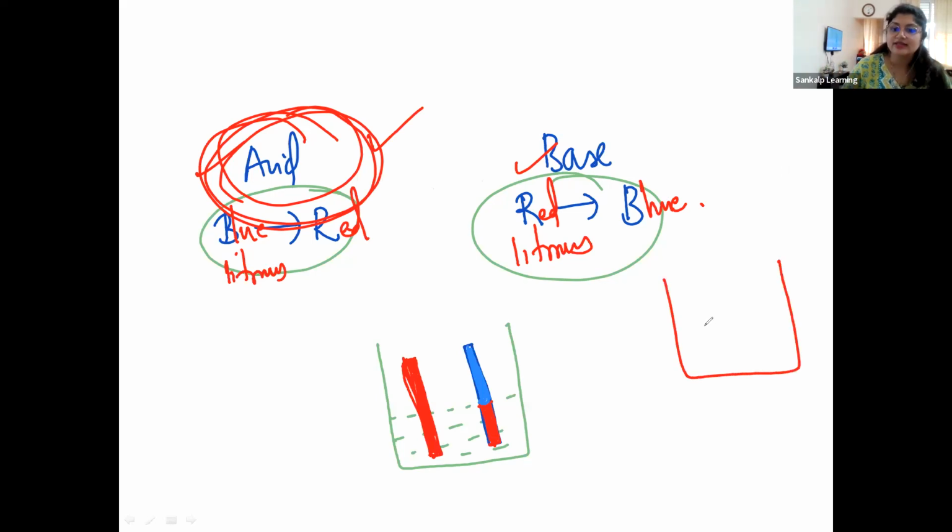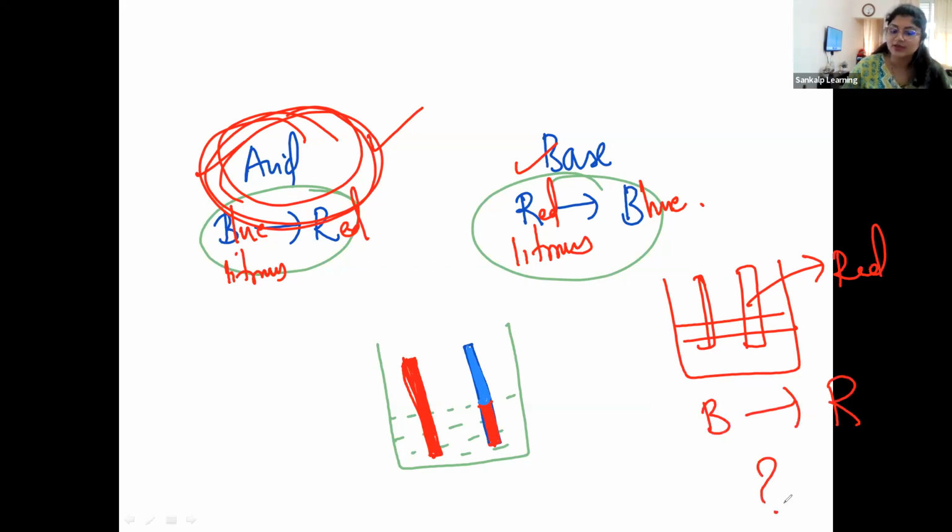They will not ask you like this, which litmus an acid will convert. They may ask you like this: what solution is there? I have dipped both the papers, red litmus and blue litmus. Blue is turning red. So what is the solution? It is acid. Like this you have to tell. So this is the second property of the base, that is base is turning your red litmus blue.